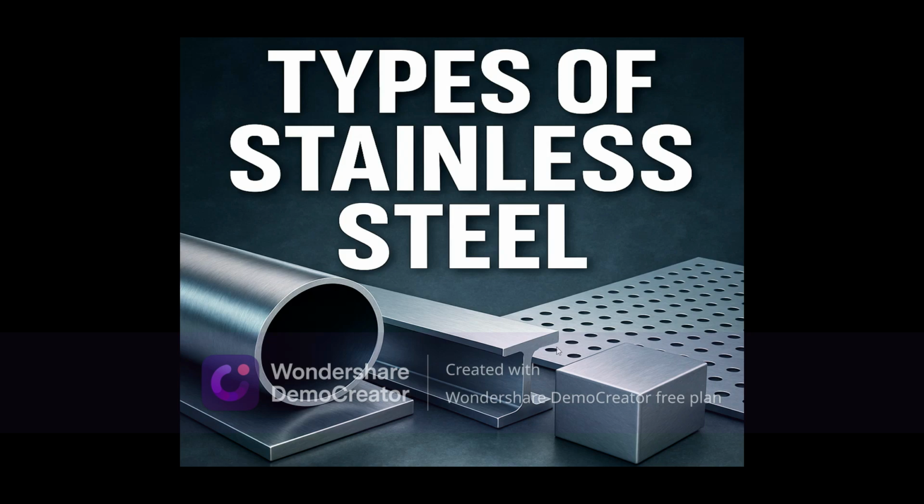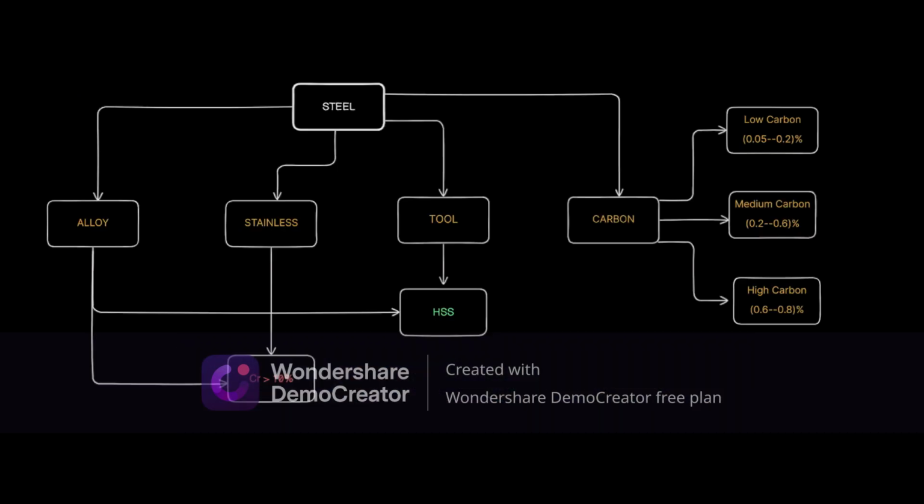In this video, I'm going to discuss different types of stainless steel. In the last video, I discussed tool steel, in which I discussed high speed steel. In this video, I'm going to discuss stainless steel, different types of stainless steel. So let's get started. In the last video, I showed you this flow chart or diagram in which we discussed tool steel. In this video, we are going to discuss stainless steel.